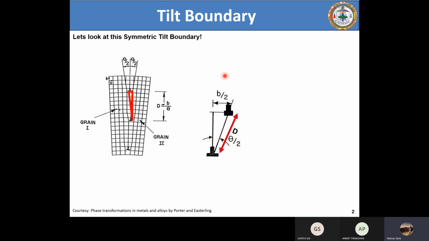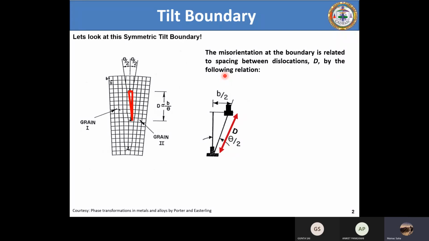So here, mathematically, what can we say? The misorientation at the boundary, theta or theta by 2, actually in this case not exactly theta, is related to the spacing between the dislocations D by the following relation. What relation? If you look at this particular configuration of a right angle triangle, what you can say is that if this is theta by 2, this is theta by 2, right?